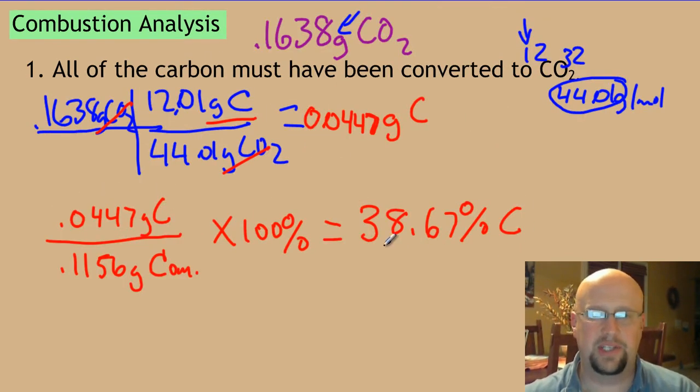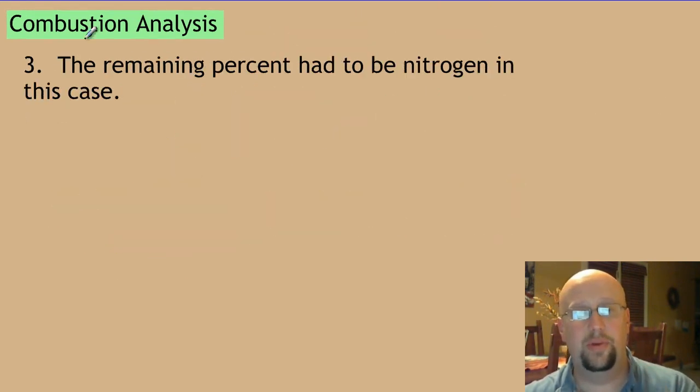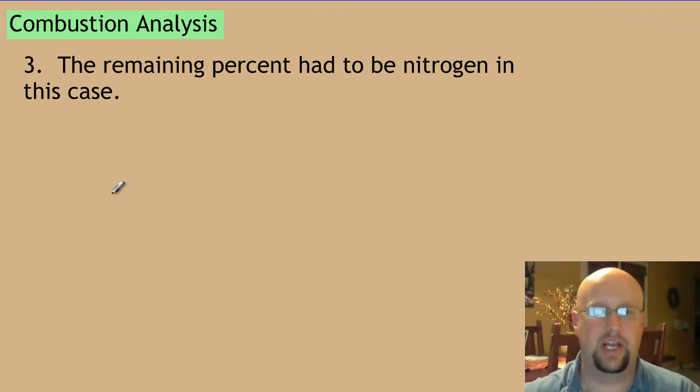If we went back a slide, we have our percent of carbon. And so what don't we have? We had carbon, hydrogen, and nitrogen. But the good thing is if there's only 3 things and I know 2 of them, then I know the percent of the third thing, right? So the remaining percent has to be nitrogen.